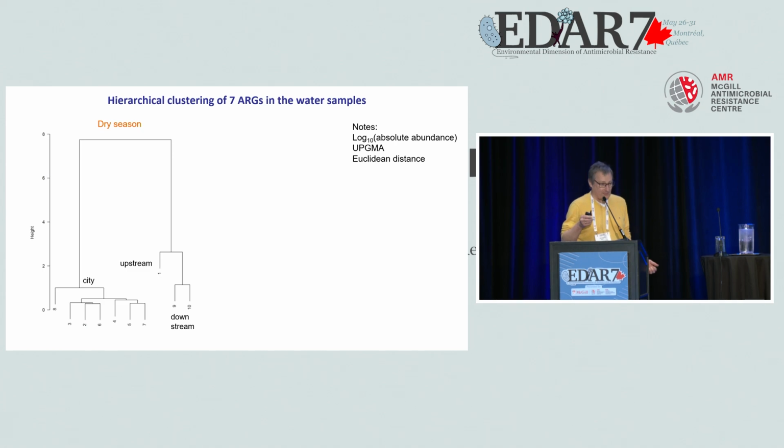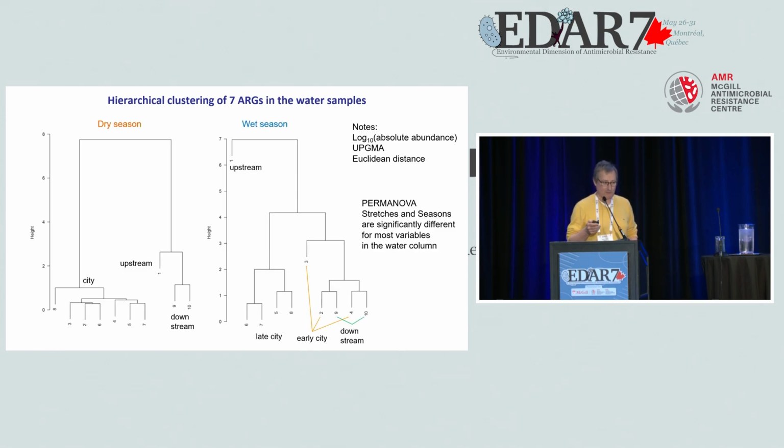So what these data suggested to us was that the river can be divided into 3 stretches: upstream, within the city, and downstream. And doing clustering, you can see this pattern very clearly. Upstream and downstream cluster together, very distinct from the city samples in the dry season. In the wet season, a bit more mixed due to the more gradual increase. The downstream sites and the early city sites are clustering together now, whereas the second part of the city is still on its own, and upstream is far away from that.